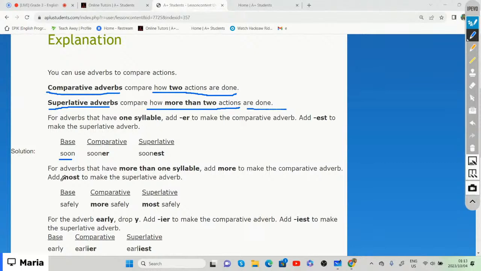If we compare how two actions are done, then we say sooner, which is the comparative. And then the superlative adverb is where we say soonest. So soon, sooner, soonest. And that is when your adverb has one syllable. We add er to show comparative adverbs, and we add est to make the superlative adverb.